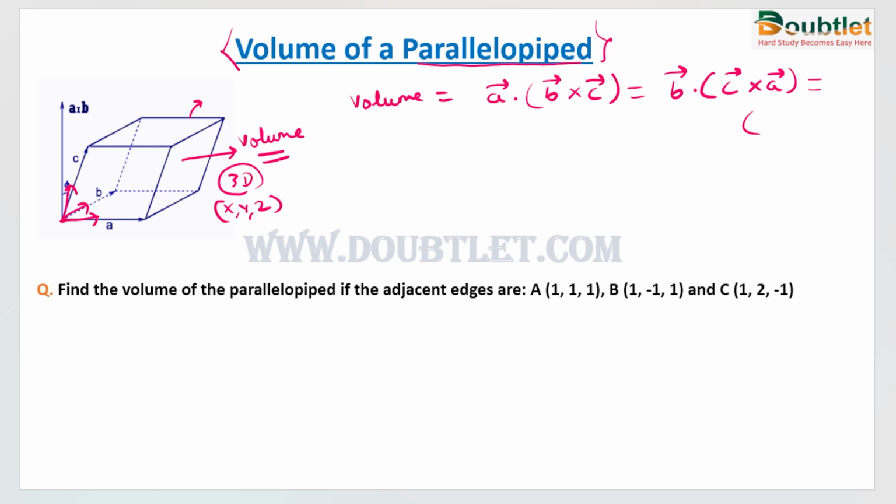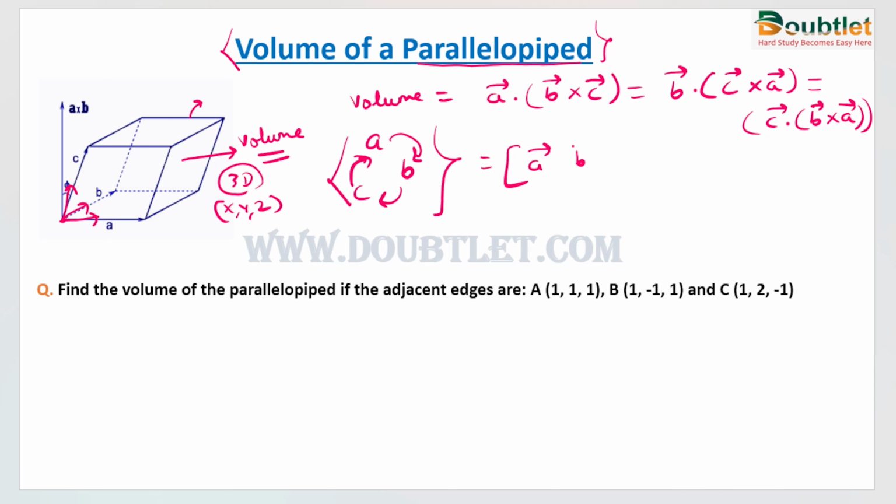So this product will work in rotation. Suppose this is A, this is B and this is C. So we need to find the dot product with the cross product in this clockwise orientation. This is how it will work. We can also write this as the box product of A vector, B vector and C vector, and we can also write this as BCA and CAB, meaning the box product of B vector, C vector and A vector, or the box product of C vector, A vector and B vector.